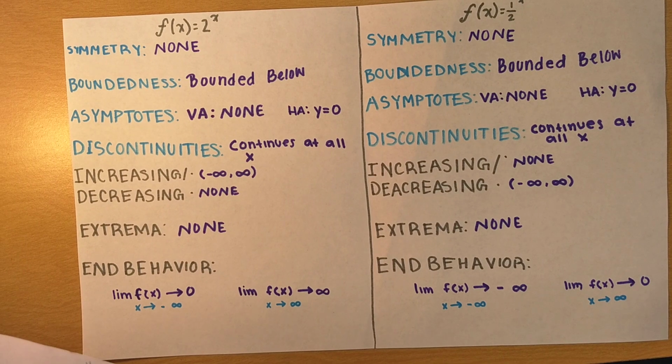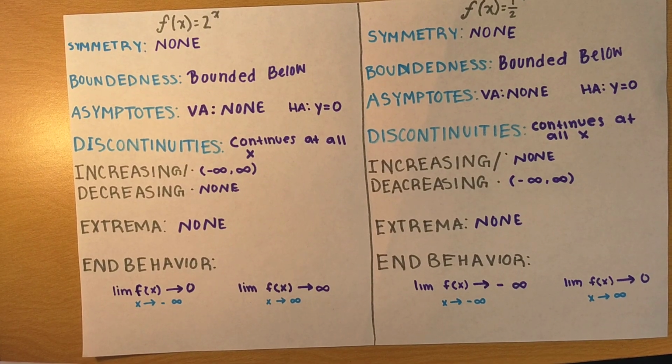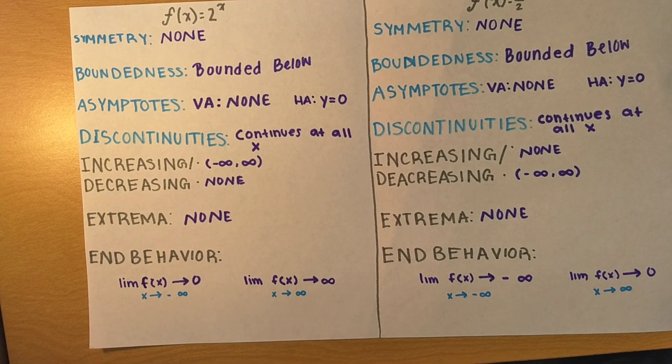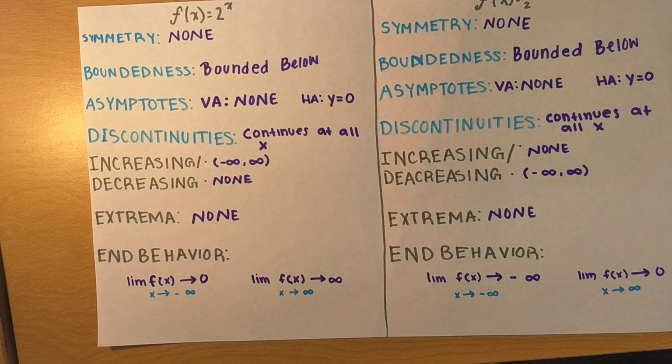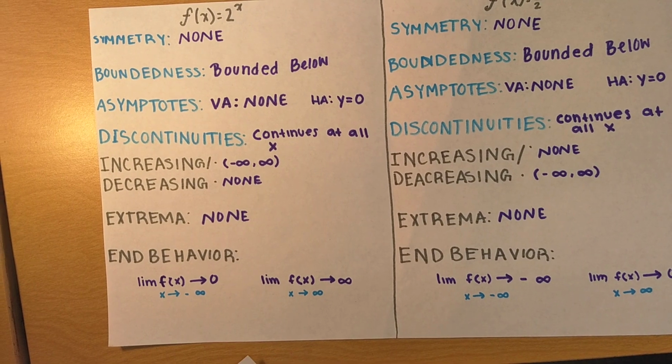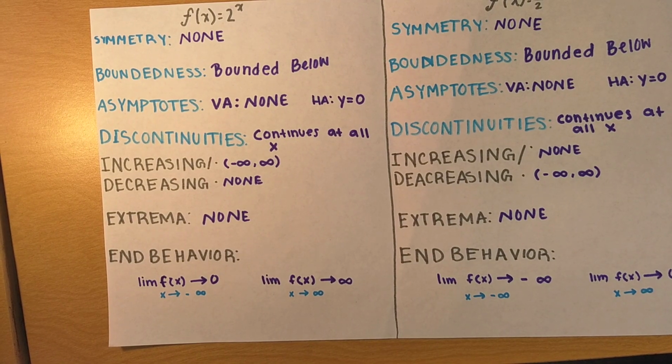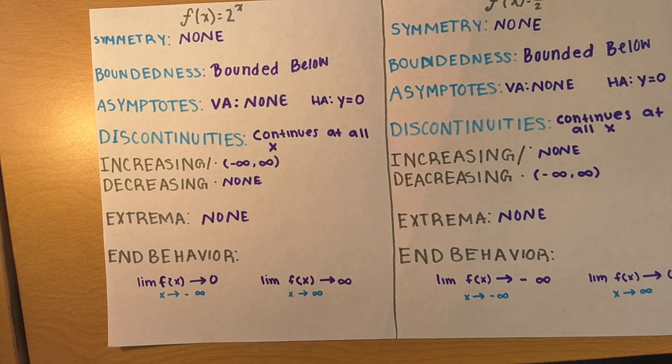There is no symmetry since the function is neither even nor odd. With the boundedness, this function is bounded below. For asymptotes, y is set equal to 0. For discontinuities, we said that it is continuous at all x, so the function is non-removable, and it increases on negative infinity to infinity. For f of x equals 1/2 to the power of x, it decreases on negative infinity to infinity.